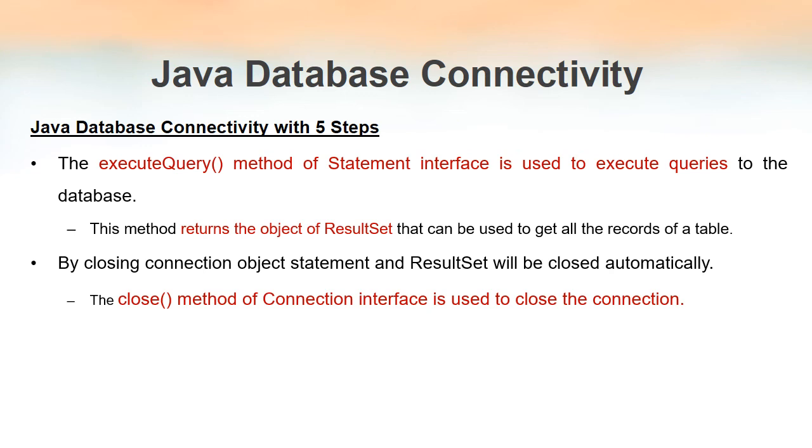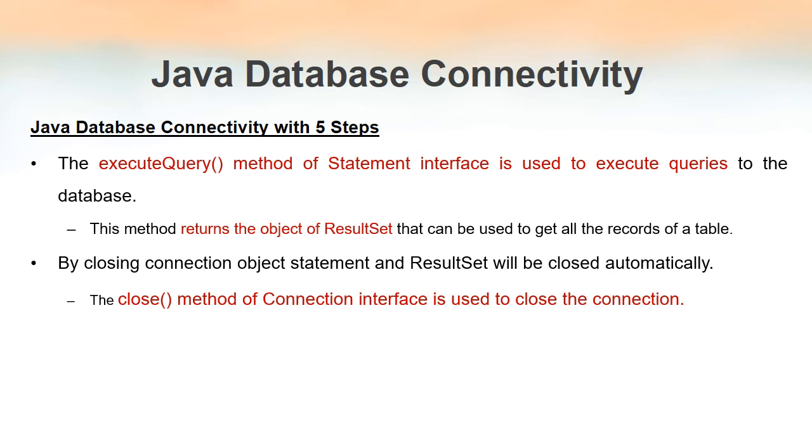So we have all the 5 steps to connect our program with the database. So first of all, we have to register our program with the driver class. For that, we have to use the forName method. Then we have to create a connection. For that, we have to use the method named getConnection inside the driver manager class. The third step is to create a statement. For that, we have to use the method createStatement. Then we have to execute the query. For that, we have to use the executeQuery method of the statement interface.